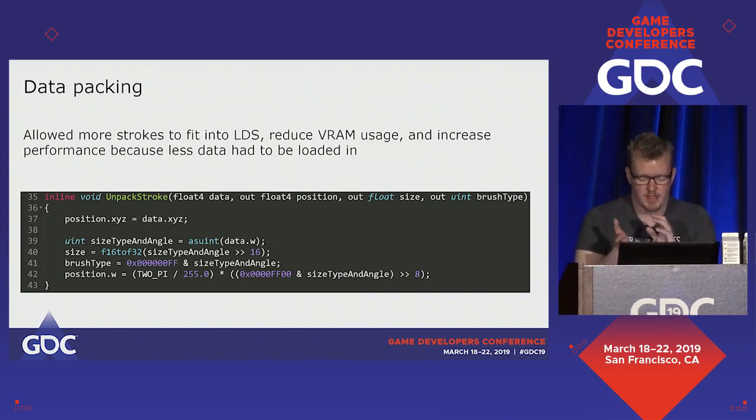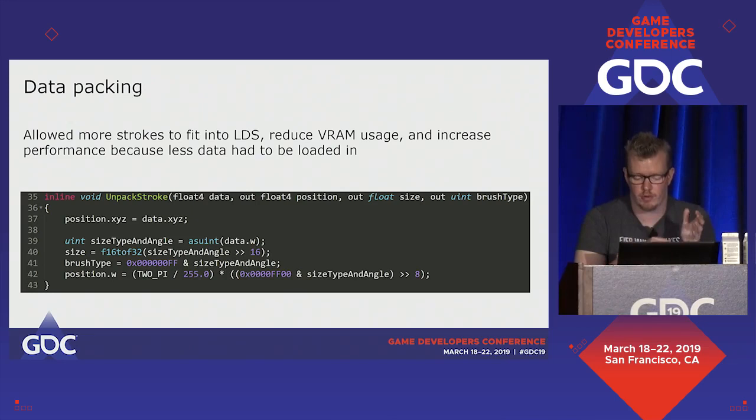Data packing is a pretty cool technique. What this allows is that you can fit more information into less space. In our case, we used it for fitting more strokes into LDS, and we also reduced the amount of VRAM that the effect required, which basically freed up texture space for the rest of the rendering. It can also increase performance because you have less data that has to be loaded from VRAM, so there's less data that has to be transferred over.